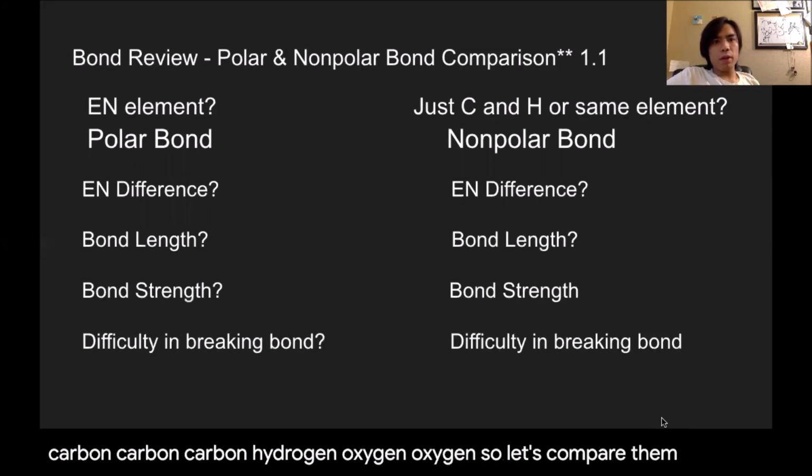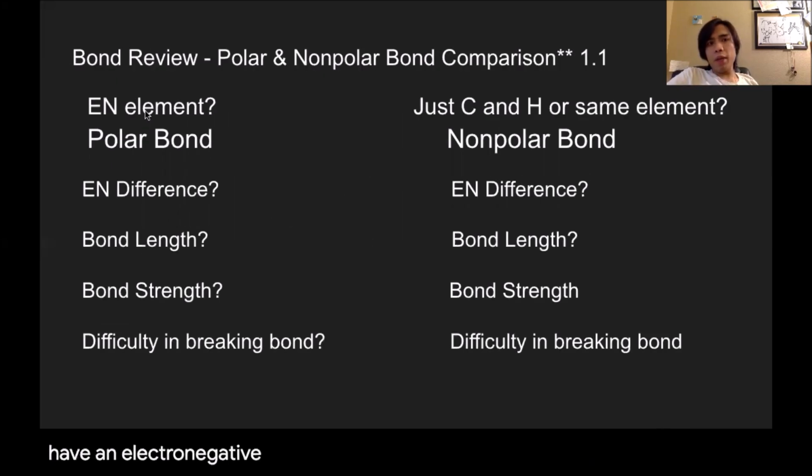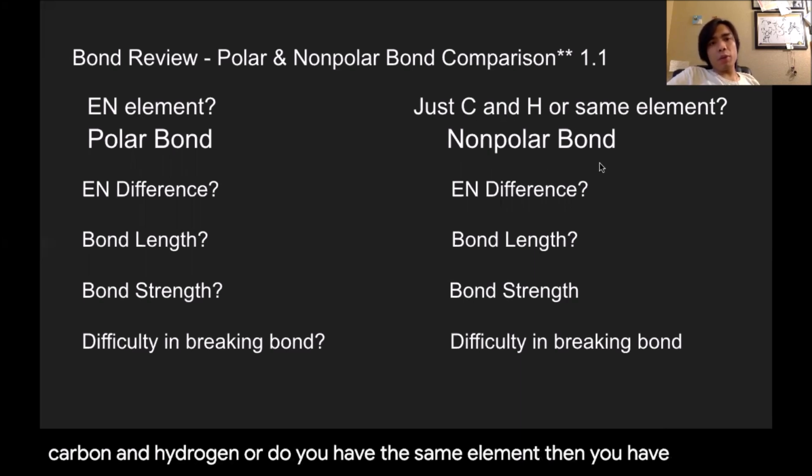Compare them. So if you have an electronegative element, you probably have a polar bond. Do you have just carbon and hydrogen, or do you have the same element? Then you have a nonpolar bond.